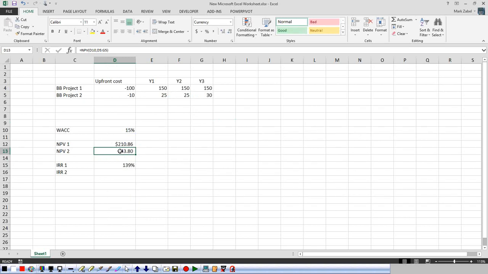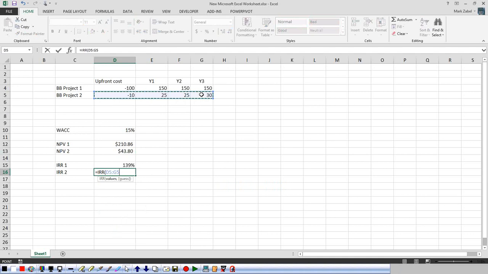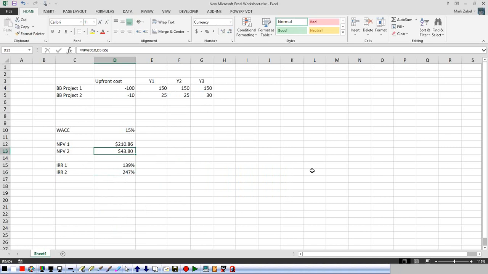Okay, so that's interesting. But now let's see the IRR. And I don't think I have to put in a guess. Look at this. Now the IRR is 247%. So the IRR on the second project is higher. So from a percentage basis, the IRR is a better investment, but from a dollar value, it's not. And so that's why it's kind of important to look at both.